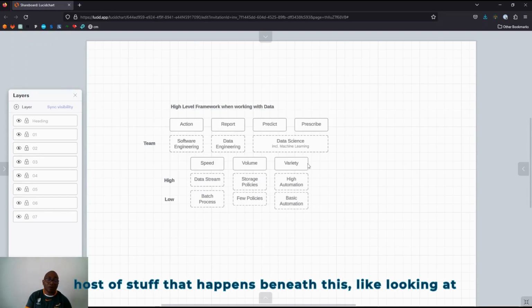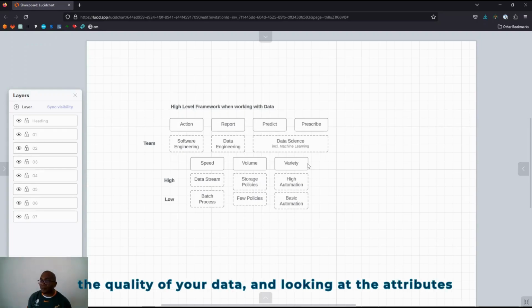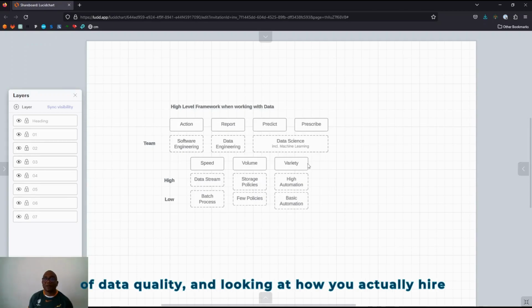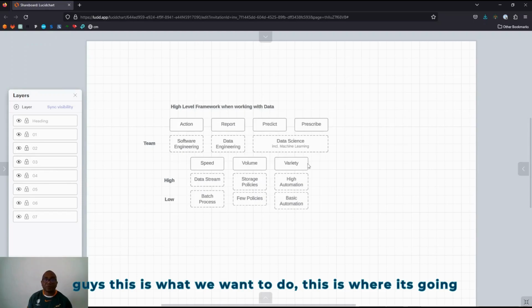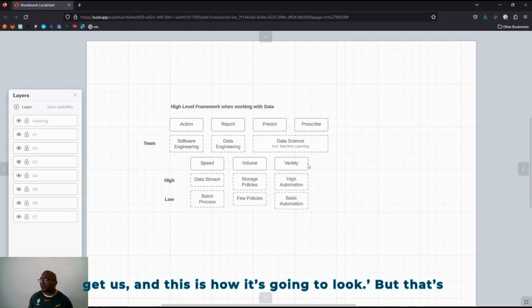There's a whole host of stuff that happens beneath this, like looking at the quality of your data and looking at the attributes of data quality, and looking at how you actually hire this team and bring it in and do a few projects so that you can actually talk to your Exco team and go, hey guys, this is what we want to do, this is where it's going to get us, and this is how it's going to look. But that's probably not going to fit in what's supposed to be a 5-minute video.